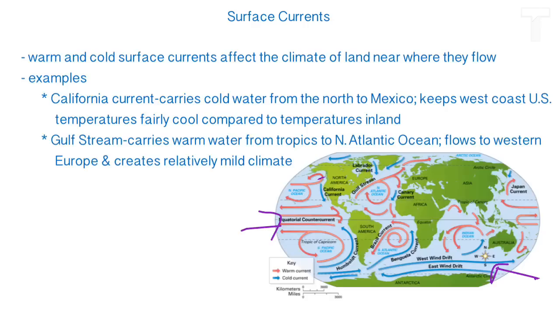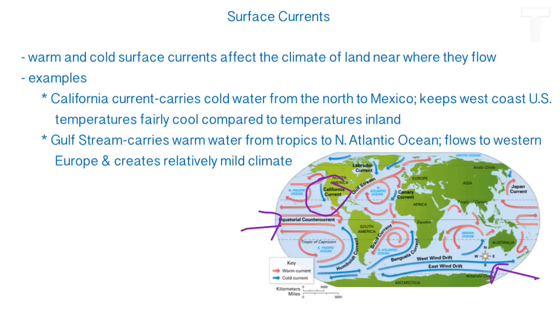Two examples of how surface currents can affect weather systems would be the California current. It flows on the west coast of the United States from the north to Mexico, and it keeps the west coast of the United States temperatures fairly cool. So those places along the west coast have cooler temperatures compared to places that are at the same latitude further inland.